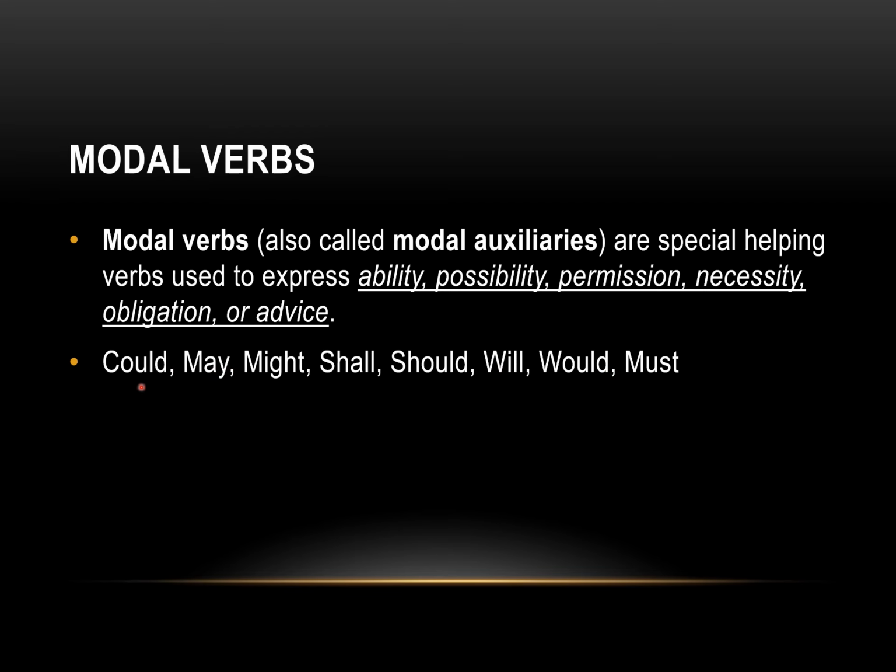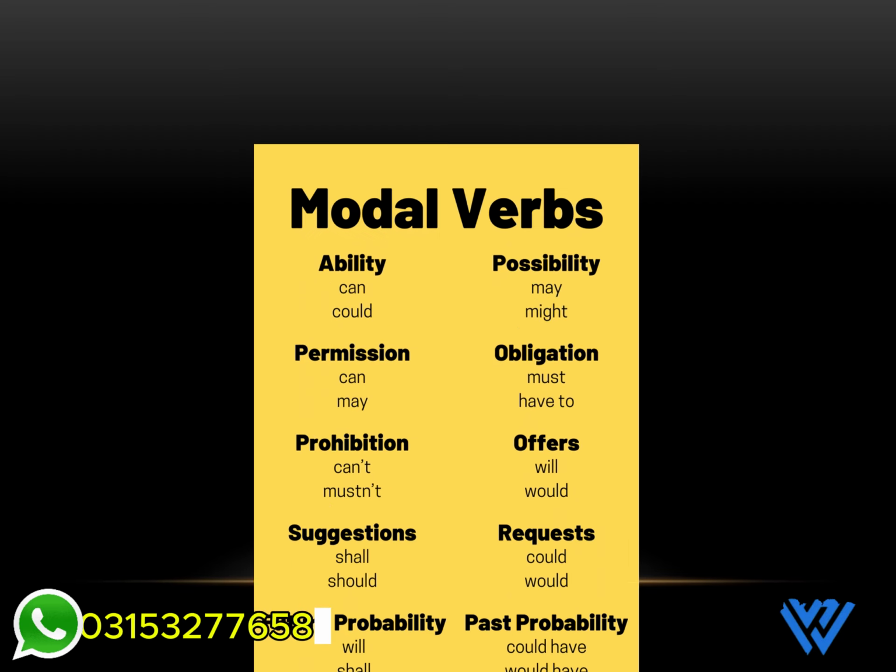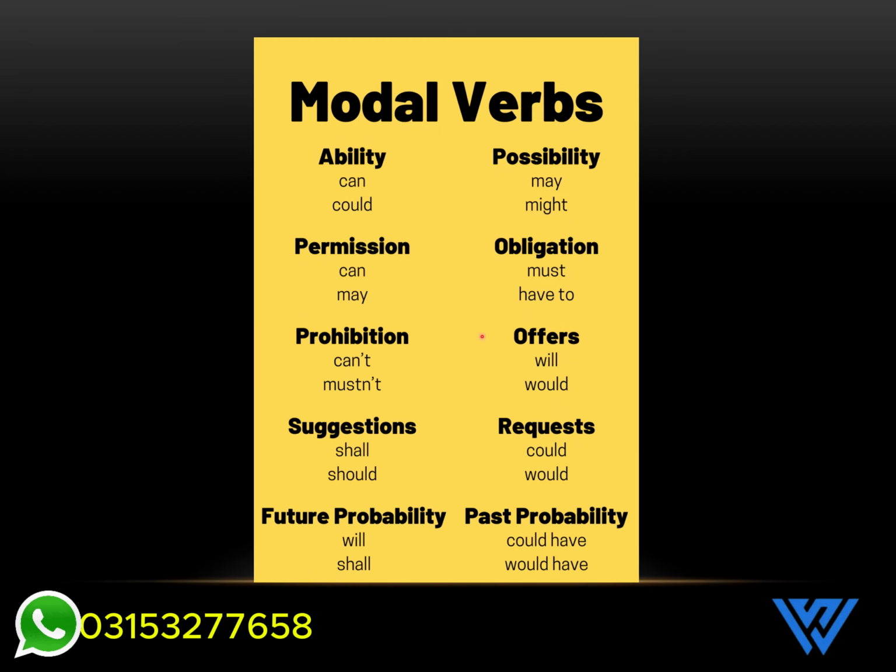Some examples of modal verbs are could, may, might, shall, should, will, would, and must. In some of the cases, which of the modal verbs can work? This is one of the examples. To show ability, you can say can or could. For example, I can cook pasta.